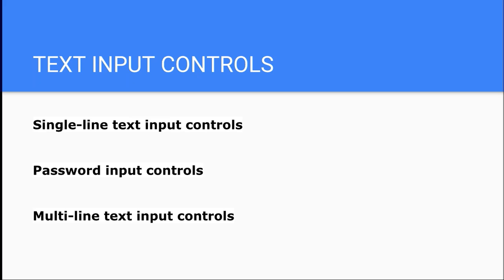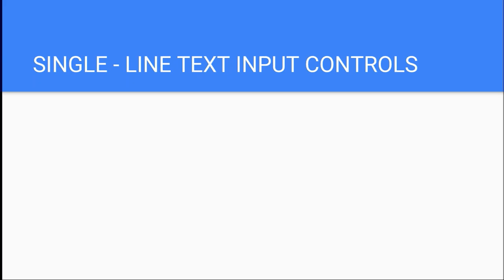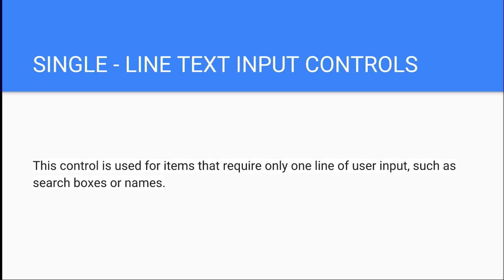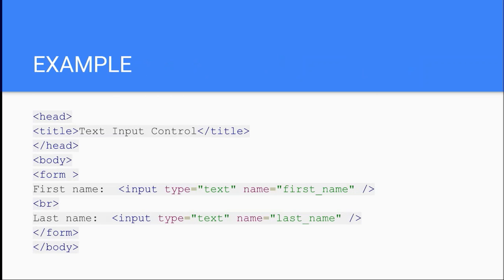Now we will discuss the single line text input controls. This control is used for items that require only one line of user input, such as search boxes or names. They are created using the HTML input tag. Let us have a look at the example for single line text input controls.